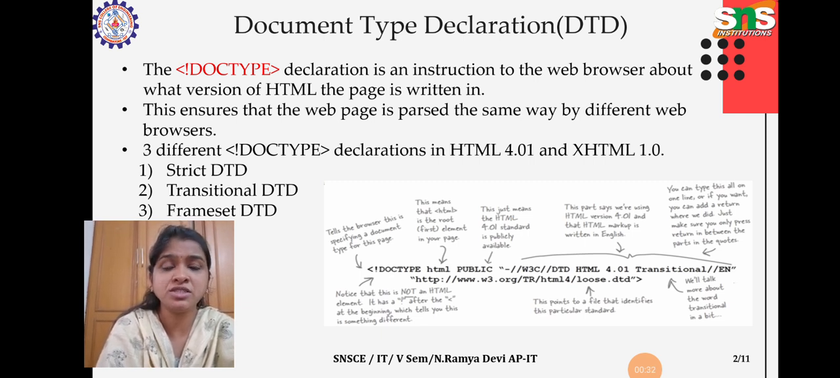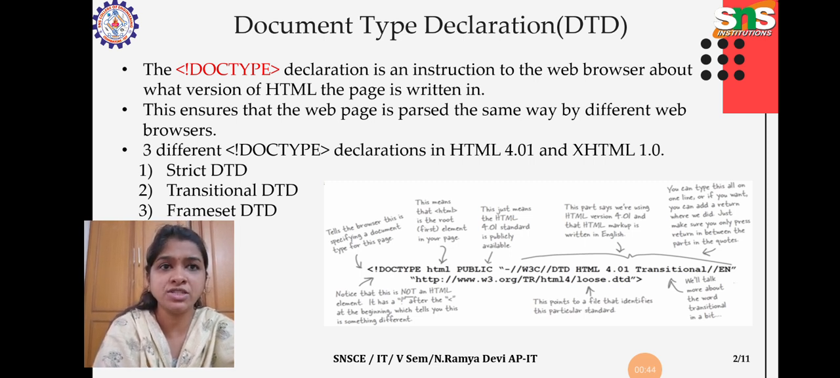The doctype, which is the first line of any HTML file, is written as an exclamation mark, DOCTYPE, and then we give the HTML version. Here the doctype declaration is an instruction to the web browser about what version of HTML the page is written in. This ensures that the HTML page is parsed the same way by different web browsers. There are three different doctype declarations in HTML 4.0 and XHTML 1.0: strict DTD, transitional DTD and frameset DTD.